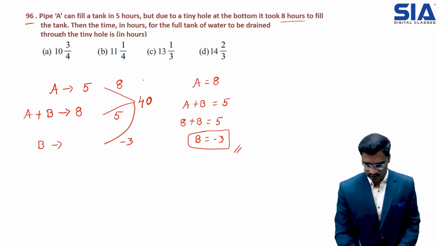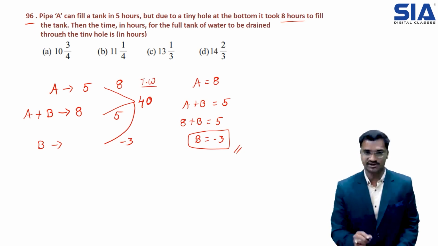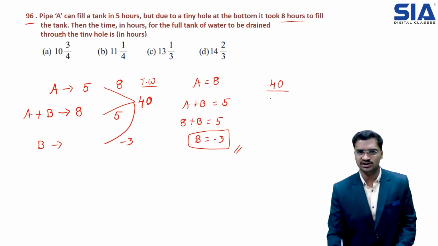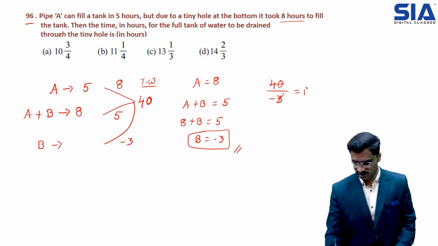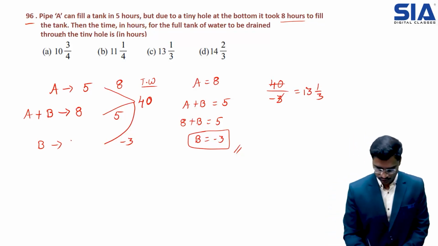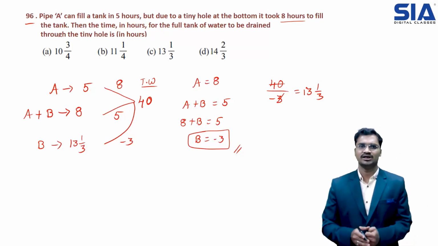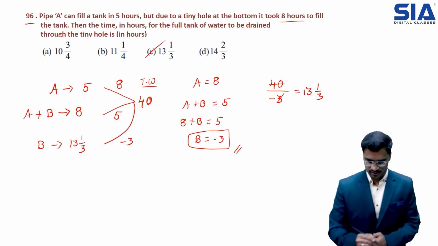So the total work or the tank capacity. The tank capacity is what? 40. So the efficiency is what? Minus 3. So 40 divided by 3 is 13 1 by 3. So the pipe B working alone, or the outlet pipe, will drain the full tank in how many hours? 13 1 by 3 hours, which is option C.